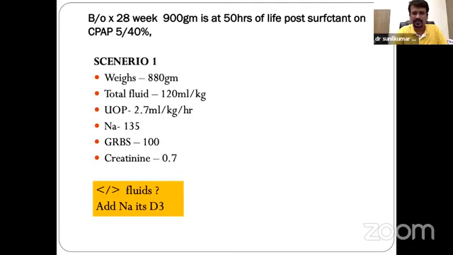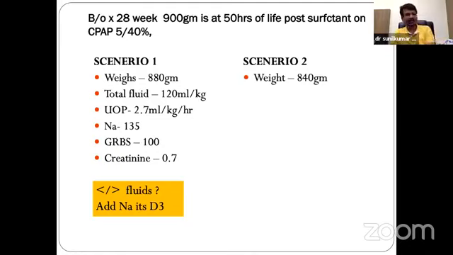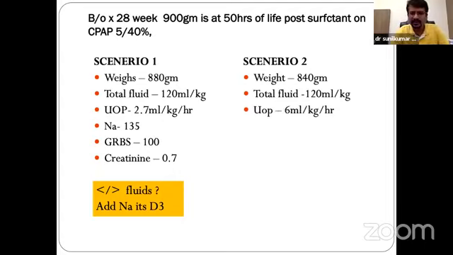Okay. So similar baby, if the scenario is like this, the baby is weighing 840 grams and is getting the same amount of fluids, and the urine output is 6 ml per kg per hour and sodium is 148, GRBS is 180.